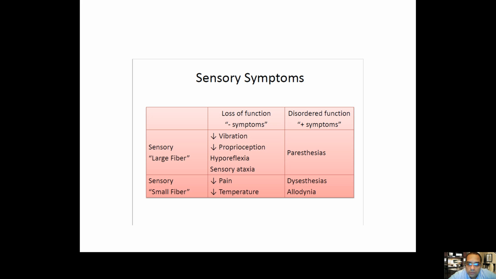But if they are disordered, this can lead to paresthesia. And the small sensory fibers can produce pain, diminished pain and temperature sensation, and if there is dysesthesia or allodynia. Allodynia means that there is excess sensitivity to certain non-noxious stimuli. So certain stimuli that are not painful to us become very painful to these patients who have allodynia.